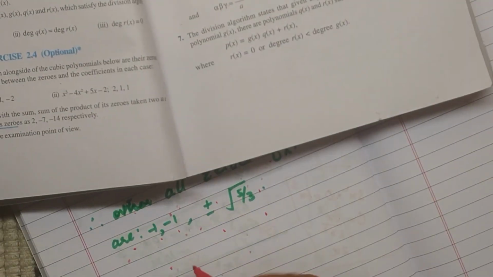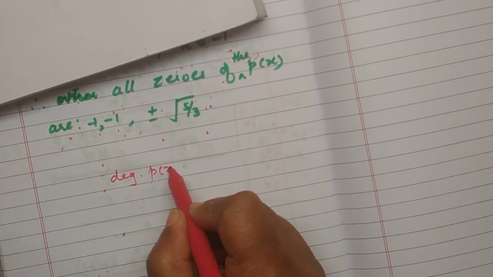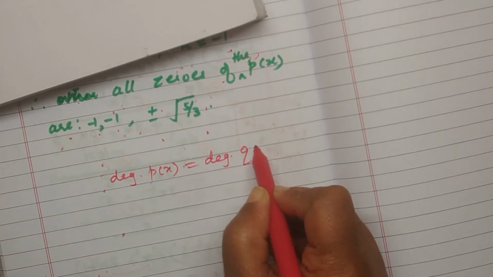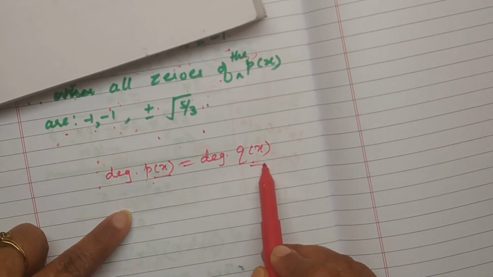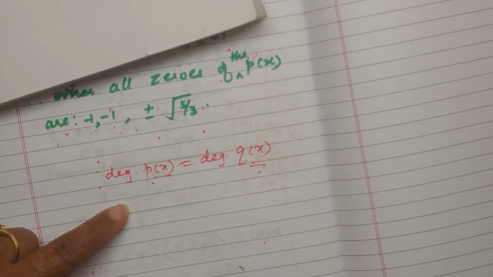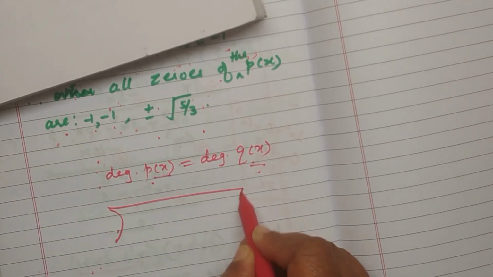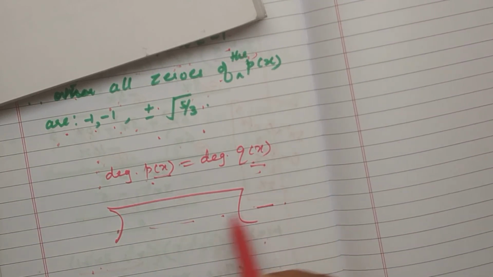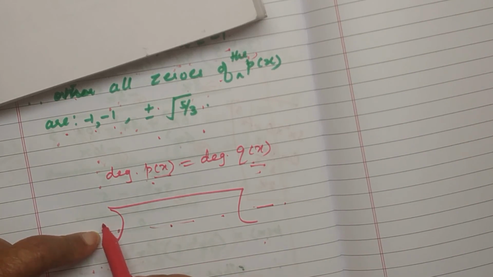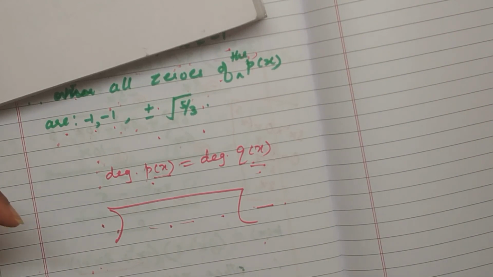First one: degree of p(x) should be equal to degree of q(x). Try to understand, p(x) is the dividend and q(x) is the quotient. The degree of quotient and dividend should be the same. Dividend is somewhere here and quotient is here. The degree of quotient and degree of dividend are the same. That will happen only if you divide by a constant number. So think on your own and frame examples satisfying these conditions.